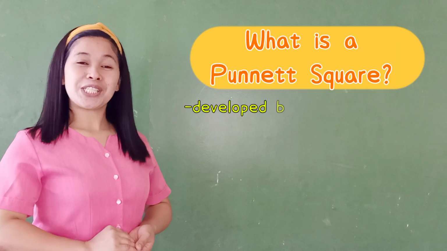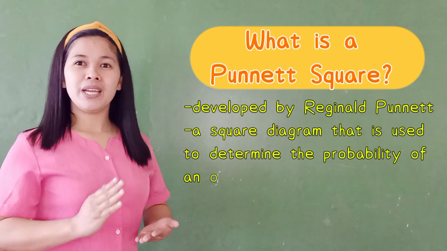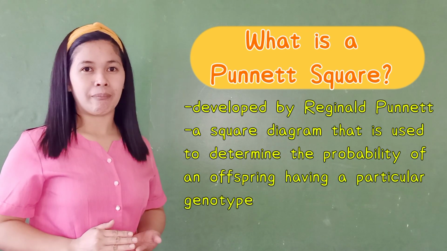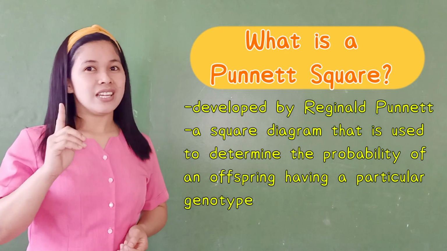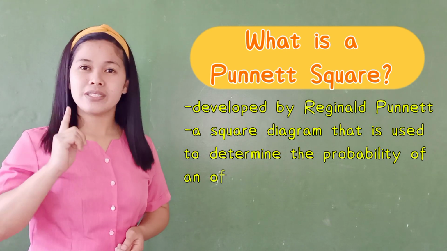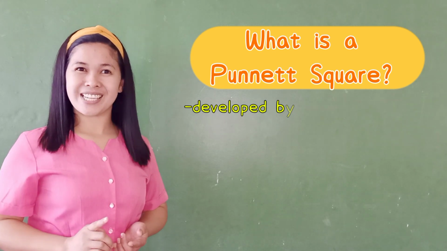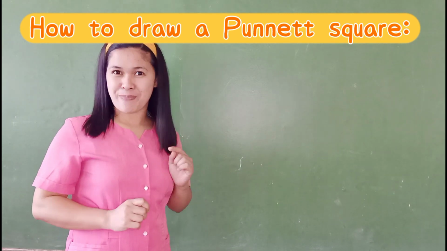A Punnett square is a square diagram that is used to determine the probability of an offspring having a particular genotype. Using Punnett squares can help us easily determine the possible genotypes and phenotypes of a parental cross. Let's recall the basic steps in doing a Punnett square.